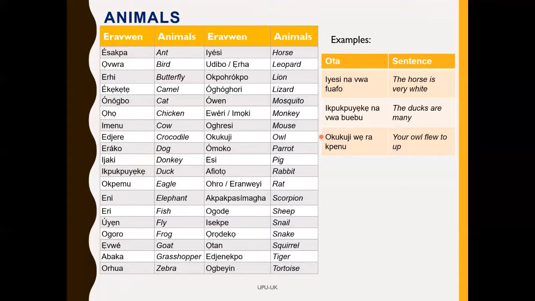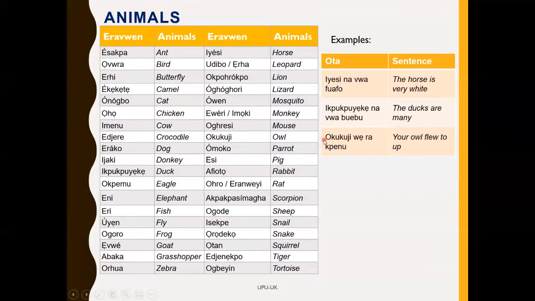So some other action that can lift it upward would be to jump. Jump is wo. So we know frogs can jump. So let's try and we can say ogoro, frog. Ogoro na wokbenu. So because frogs can't fly, they can jump. So fly is ra, jump is wo. Wokbenu, jump up. Ogoro na wokbenu.